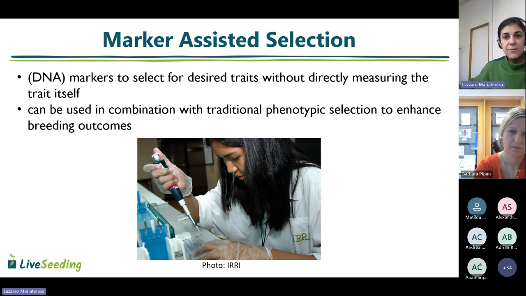Said very shortly, we can increase the genetic gain, we can improve the accuracy of selection, and in some cases, we can gain time and have an earlier and much faster selection.